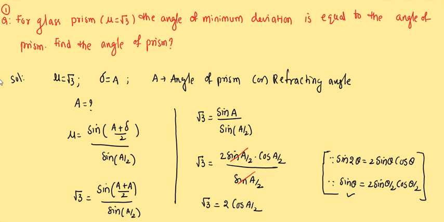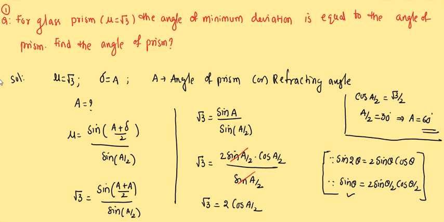And now we have to write it here. Cos A by 2. From this, cos A by 2 we will get as root 3 by 2. That means cos of a certain angle A by 2 should be equal to cos 30, whose value is root 3 by 2. Let it be 30 degree. Then A is equal to 60 degree, that is the answer we will get. They are asking to find the value of A. That is the solution.